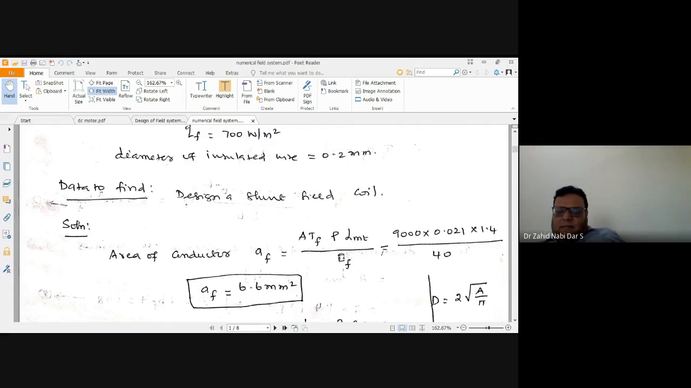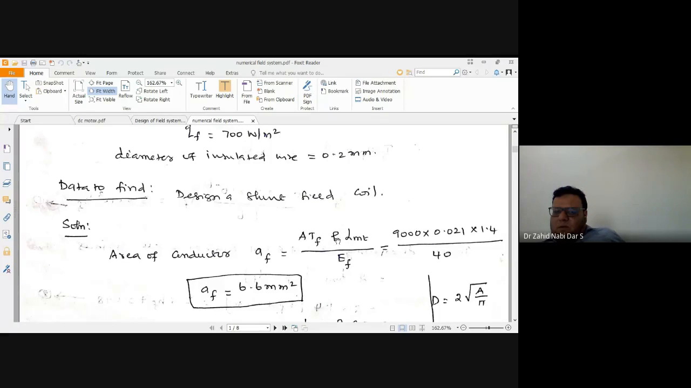You tell me what he has done. See, he has done 1 by EF, AF would be equal to IF by del F. So how has he expressed this? This is RF. If we write RF in terms of IF, that is VF by RF. So RF can be written as rho L by AF, rho L by A.